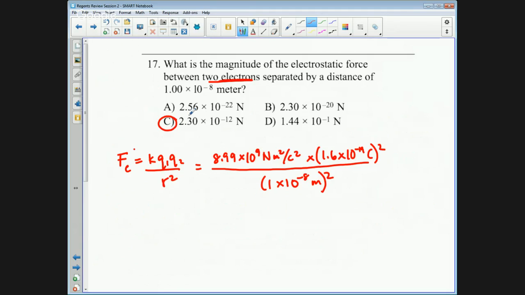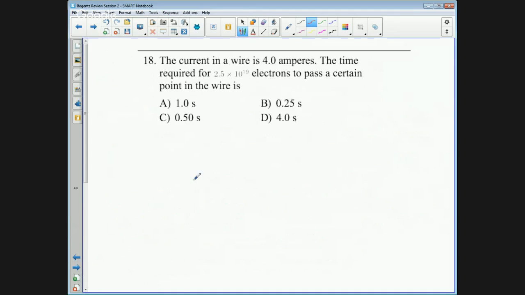Let me just make sure that's right. 19 plus 19. Yeah, okay, that's right. All right, next, 18.